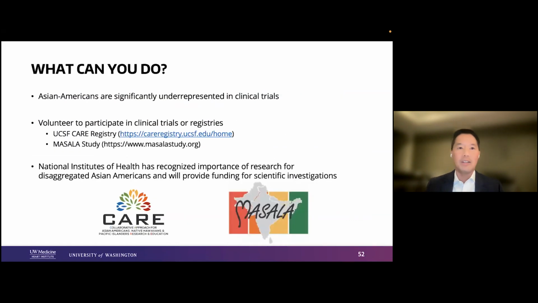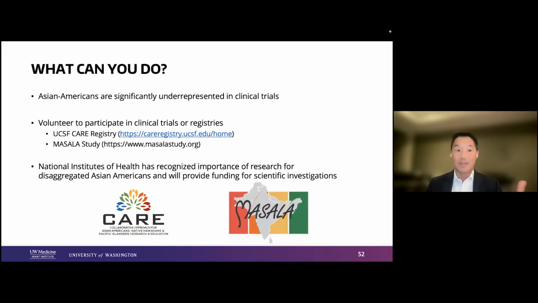So what are things that you can do as an Asian American community? As I probably highlighted extensively, there's a need to have more representation in clinical trials. If we're not sitting at the table, then we really are not involved in any of the decision making, right? If we're going to be able to participate in clinical trials to inform the researchers, then that will help improve our overall health.